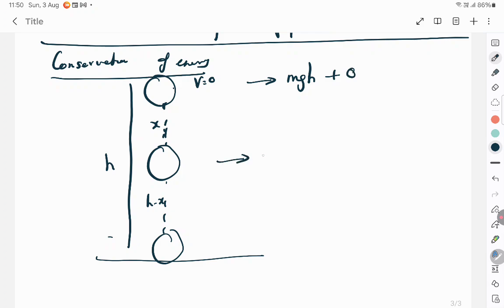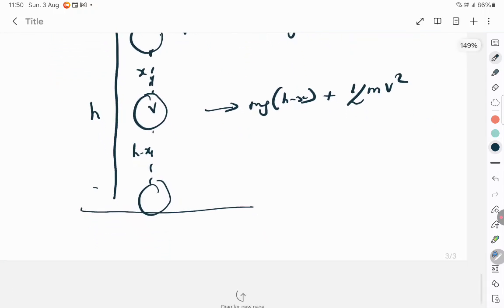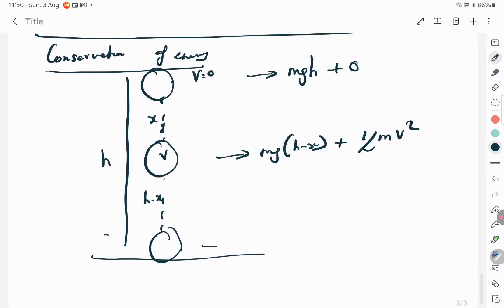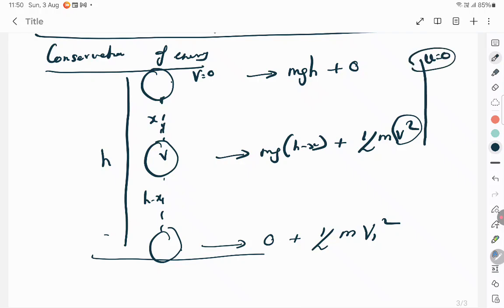At this instant, the potential energy is mg(h minus x) plus the kinetic energy, half m v square, considering v is the velocity at any instant. And at the lowermost position, the potential energy will be 0 and the kinetic energy will be half m v square, where v is the velocity at the lowermost point. So let's find this velocity. To find the velocity at any instant, you should consider the top to bottom journey, because you already know the initial velocity of this journey is 0. So find the velocity using v square minus u square is equal to 2ax, that is, 2gx.